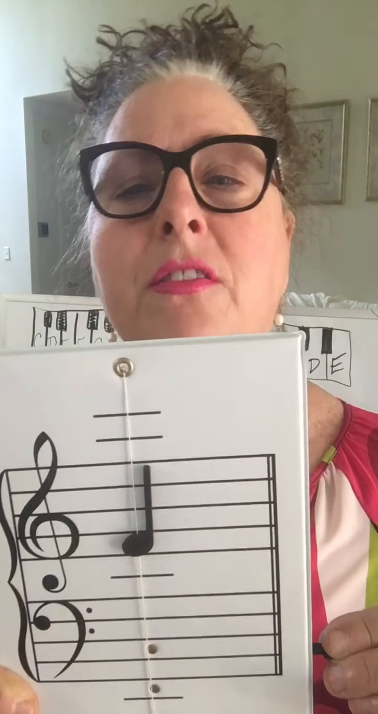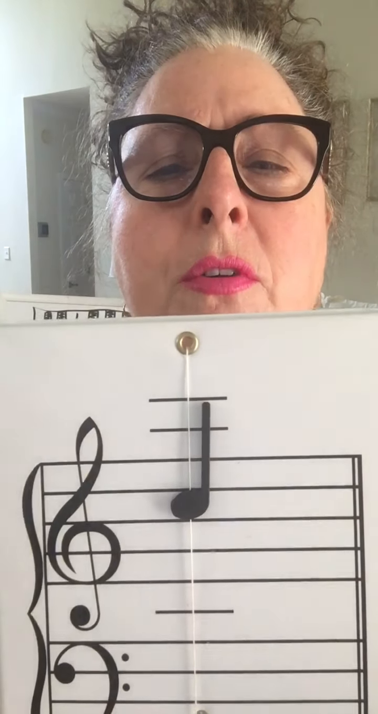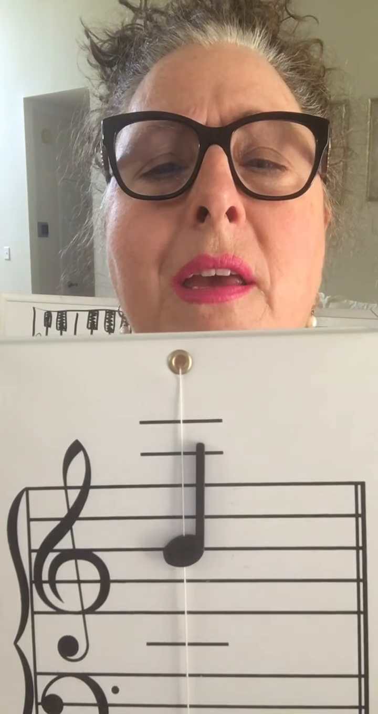E, F, G. So here's your E, line 1. Here's your F, space 1, and here's your G. A, B, C. When we leave space 2 and go to space 3, we left A and went to C. Then the note that we skipped was our B.